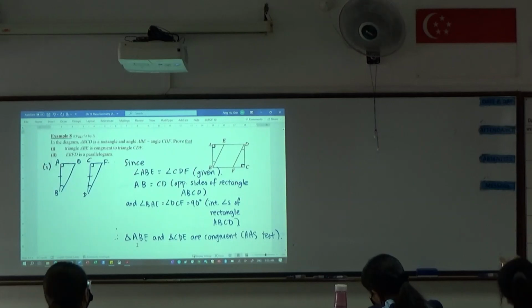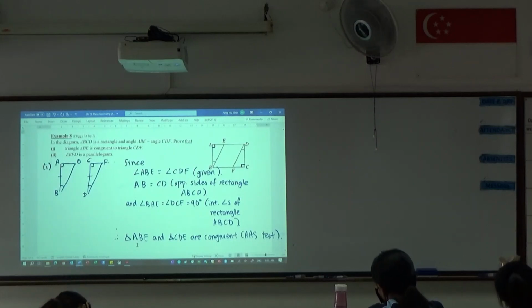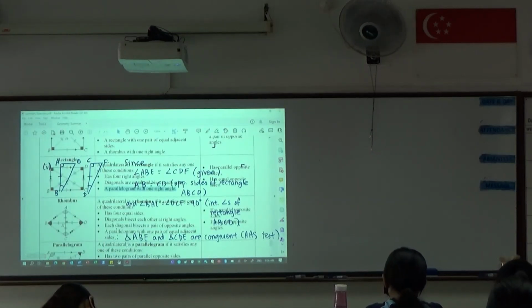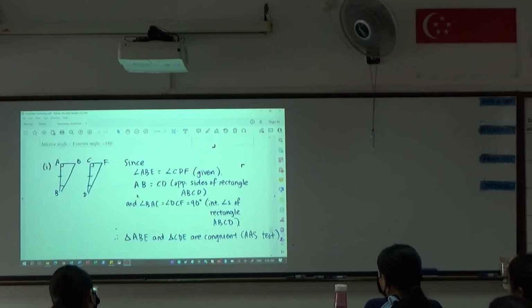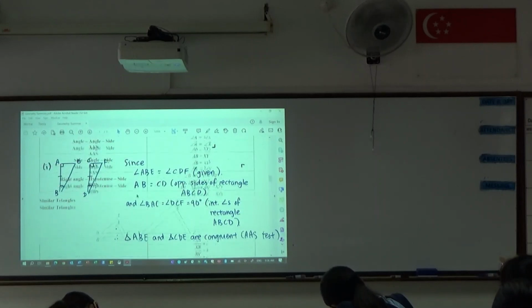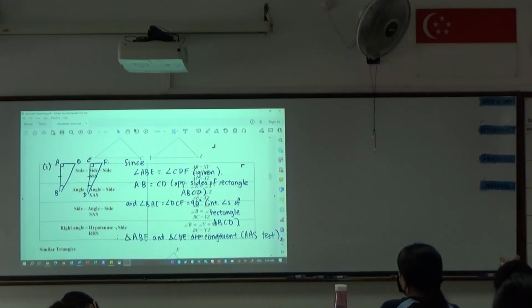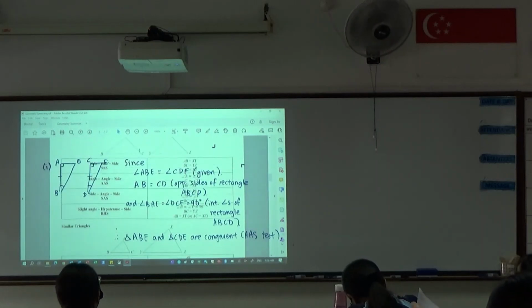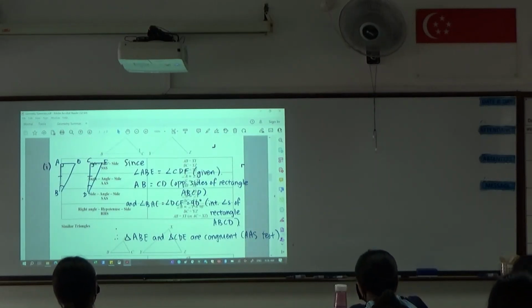Some of you have problems remembering your congruency test and similarity test. You don't know how many A's and how many S's there are for the respective test, because there are similar acronyms for both your congruency and similarity tests. So maybe if I go back to your triangles page, I just want to bring it to your attention.